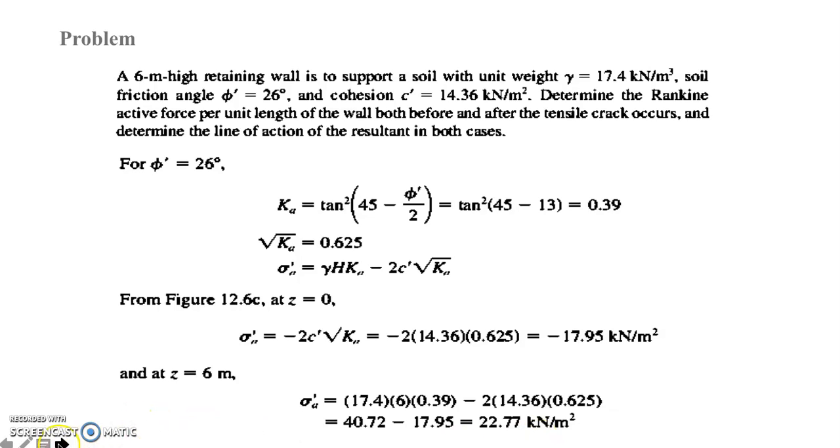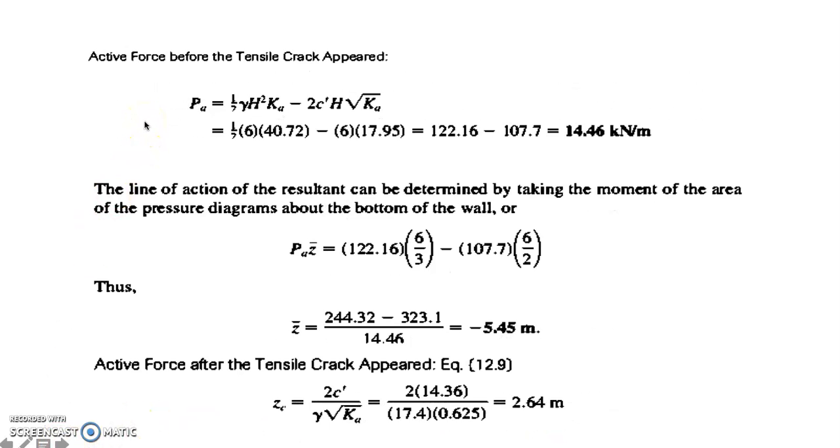So for the active force P sub A before the tensile crack, you have this equation. You simply have to substitute the given parameters. If you simplify, it gives us 14.46 kilonewton per meter. And for the line of action, or the location of our active force before the tensile crack, using our equation, we have P sub A times Z bar. Using the pressure diagram that was presented a while ago, we can now compute the location of the resultant force.